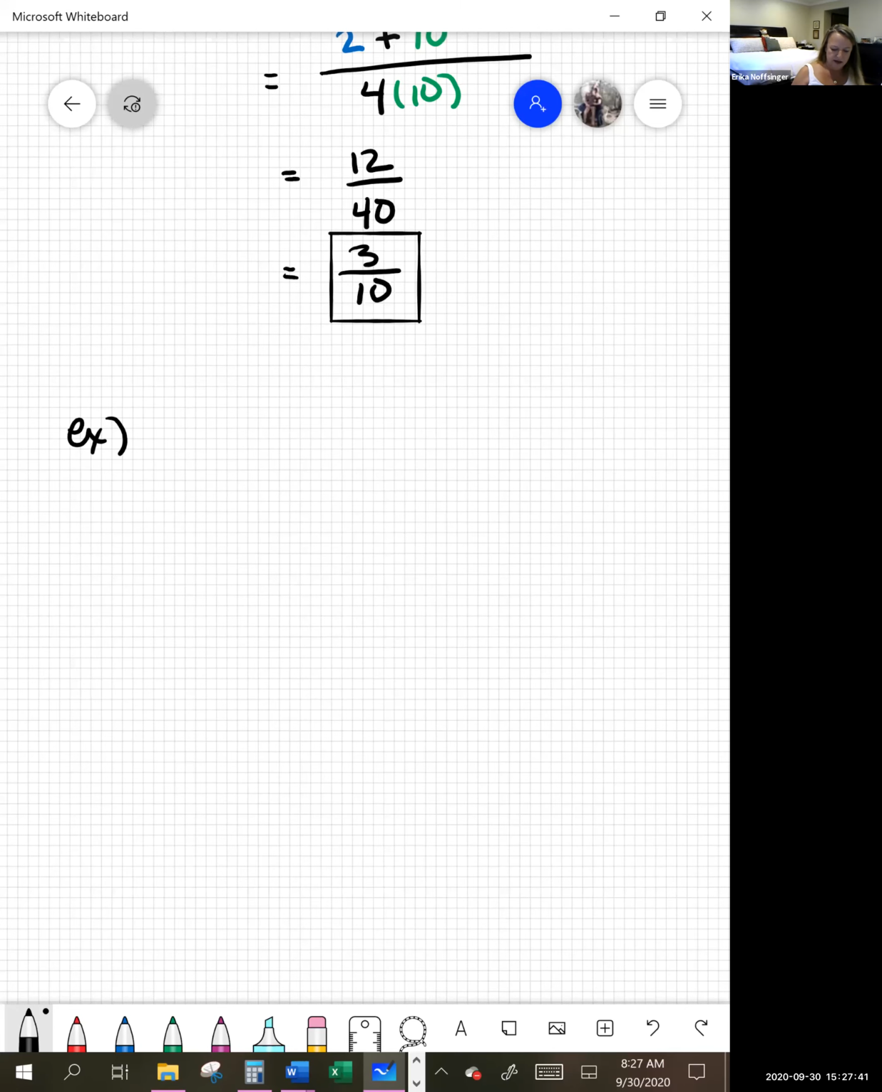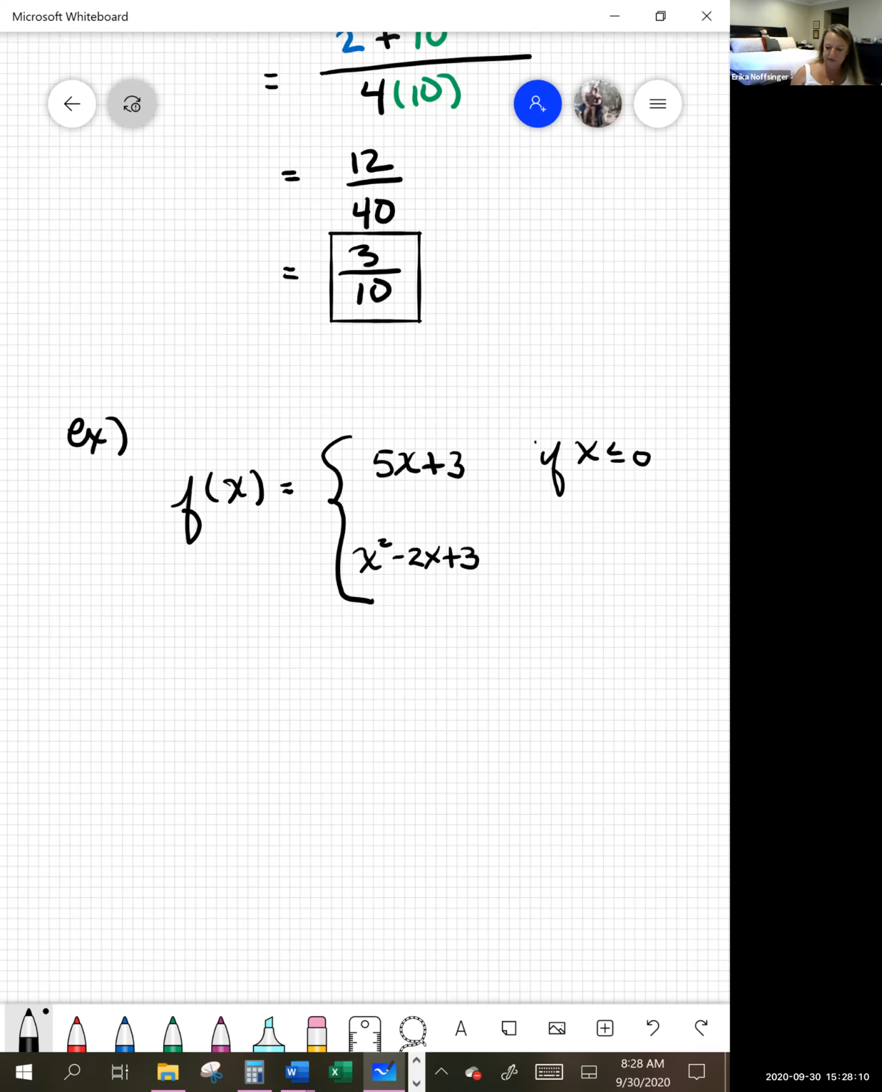Say you have a piecewise function, f of x. So it has two separate equations. The first equation is 5x plus 3. And we're going to use this if x is less than or equal to 0. And the second equation is x squared minus 2x plus 3. And this is the case if x is greater than 0.